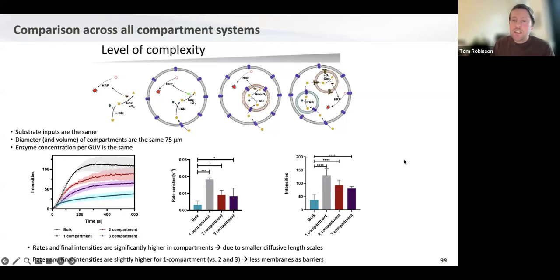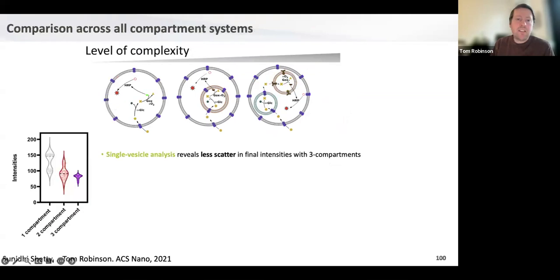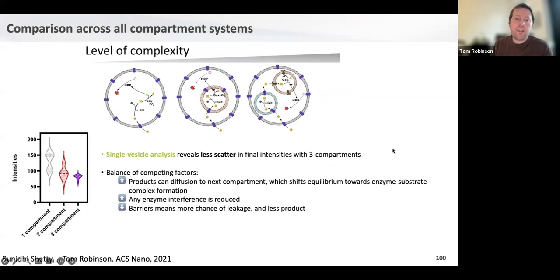Well, yeah, you might say that, but what we discovered is that when we did the single vesicle analysis of each one of these synthetic cells, we noticed that with the 3 compartment system, there was much less scatter in the data. Now, we don't know fully why yet, so we're working on this, but we know there are lots of different competing factors. So for example, in a multi-compartment system, the products can diffuse out into the next compartment, which shifts the equilibrium towards the enzyme substrate complex formation.